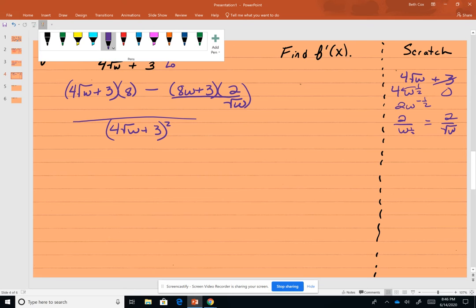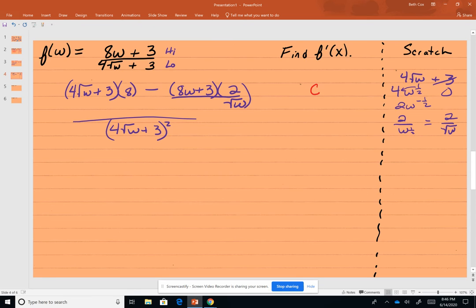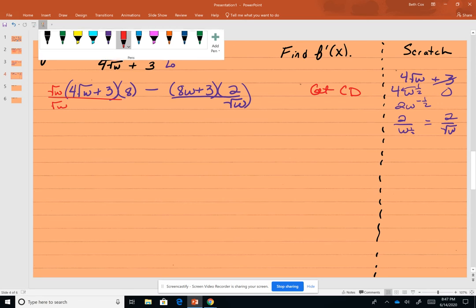Okay, so we're going to get a common denominator of square root of w. So for this top one, I'm going to just do a square root of w over square root of w. Okay, and so when I simplify this numerator, let's get that out of the way. We won't forget our denominators down.